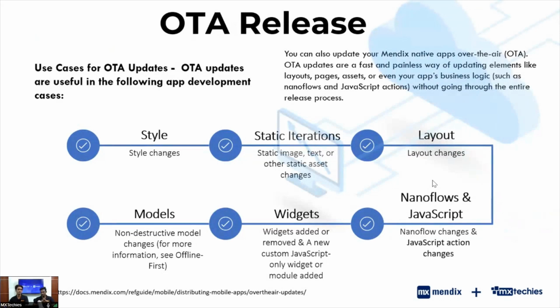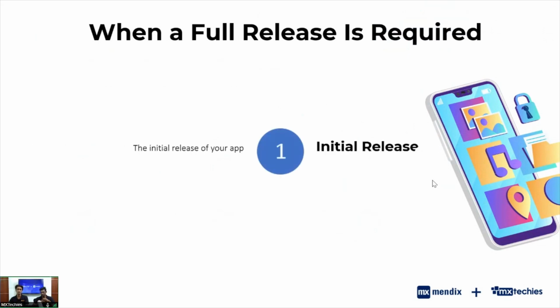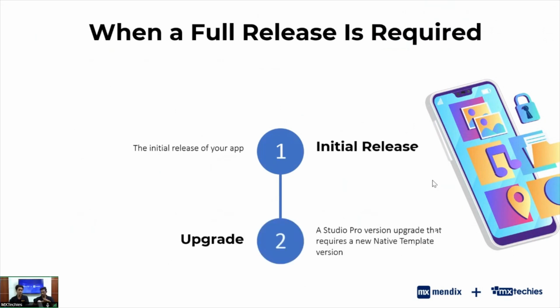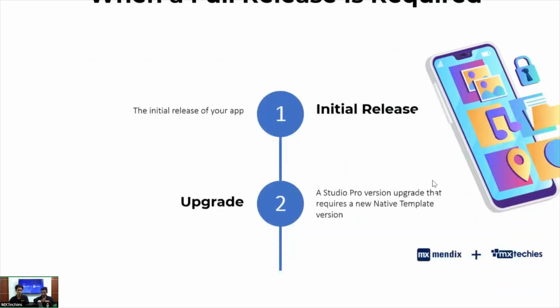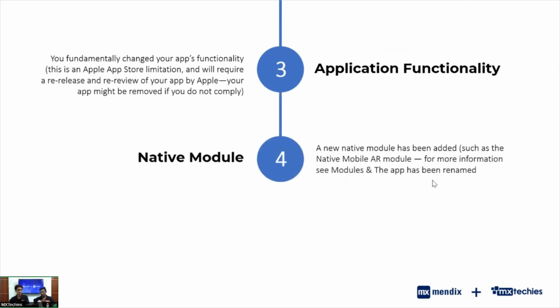So when do you need to give a full release? When an app is built, on the initial setup of the release, a full release is required. And secondly, an upgrade of the Mendix native template or the modeler also. Third, any app functionalities, like changes in the nanoflows or at the microflow level, should be given by a full release. And native modules, when any native module has been imported.